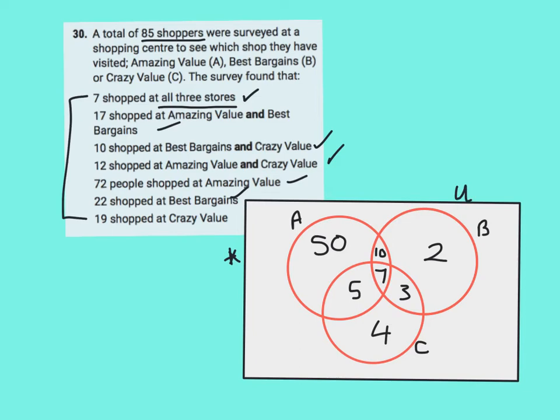Now, one thing I forgot at the very beginning, my universal is 85. On that, what I need to check now is there are surely some people who didn't shop at any of those. So I'm just going to check by adding all of these numbers inside here and see if they add up to 85. If they don't, then I'll know what my number is for out here. So I say 50 plus 5 plus 10 plus 7 plus 3 plus 2 plus 4, and I get 81 in total. That means that 4 people belong outside here.